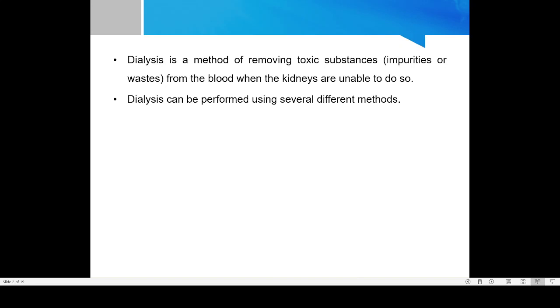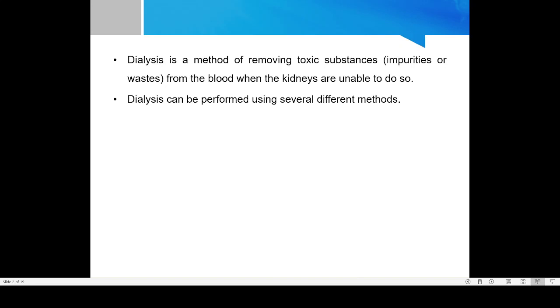Basically, dialysis will be resorted to when your kidney stops working. What is the basic function of the kidney? Removing the waste material from your blood. That is the basic function of the kidney. But when the kidney is no longer working, our body cannot survive, because waste materials will be accumulating in your blood that will be harmful for various cells of the body and that will be killing you.